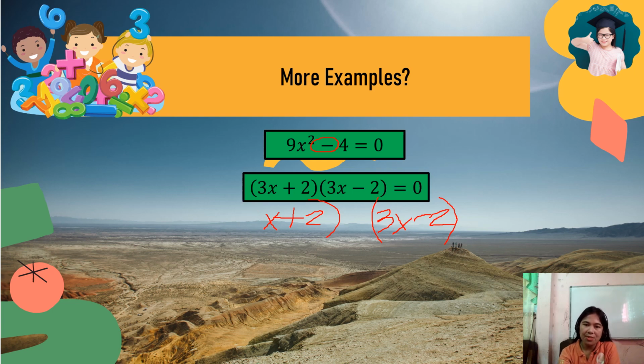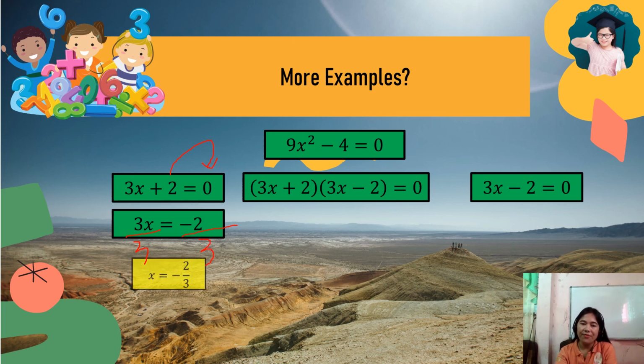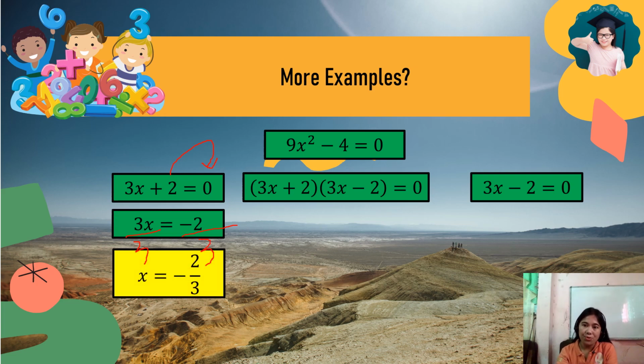We can now proceed to solving the values of x. Paano ba? Same din yung process. Equate each factor to 0. Pagkatapos, mag-start tayo dito. So, 2 shall be transposed there. So, magiging negative siya. So, 3x equals to negative 2. Dahil meron pa tayong 3 dito, so we need to divide both sides of the equation by 3 para 1 na lang yung maiwan. Okay? So, there you go. Our first value is negative 2/3.